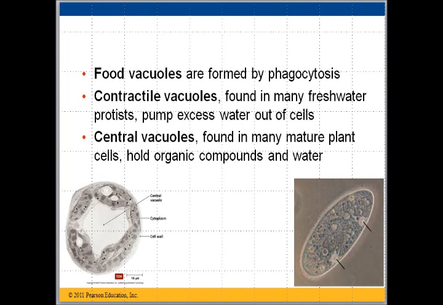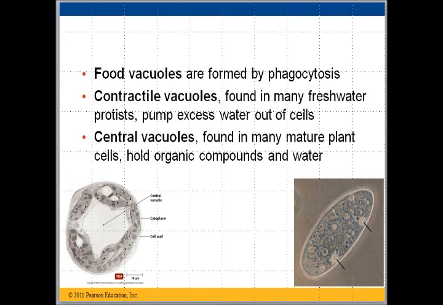One of those we already mentioned. We talked about food vacuoles. So when an amoeba engulfs another creature, it forms a food vacuole around that creature that it engulfed. So food vacuoles are formed from phagocytosis. Then we have what's called contractile vacuoles. Contractile vacuoles, you're going to see a video of in just a second.